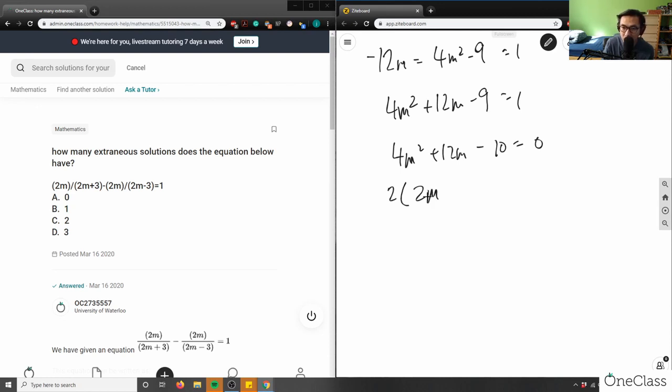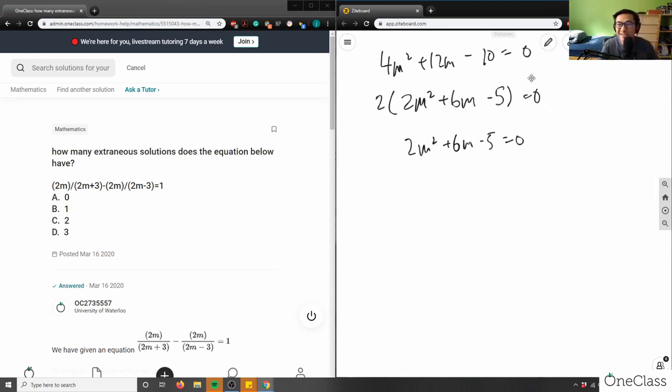I'm left with 2m squared plus 6m minus 5 equals 0. And then I can bring the 2 to the other side, so it cancels out. So I have 2m squared plus 6m minus 5 equals 0. And then what I can do is factor by decomposition. Right? I have the product of 2 times negative 5 here.